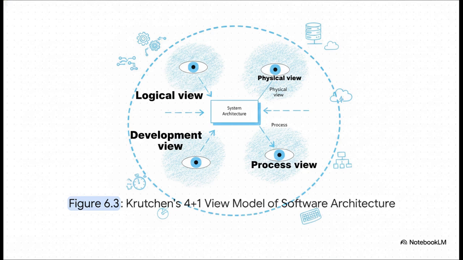Take a look at this figure directly from your textbook. You'll see that central box representing the overall system architecture, and it's surrounded by 4 distinct perspectives represented by those eye icons. We've got the logical view, the process view, the physical view, and the development view. Let's break down exactly what each of these actually means, one by one.